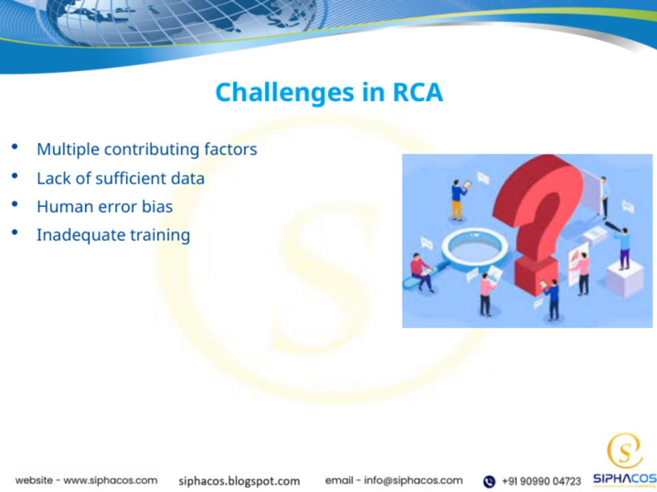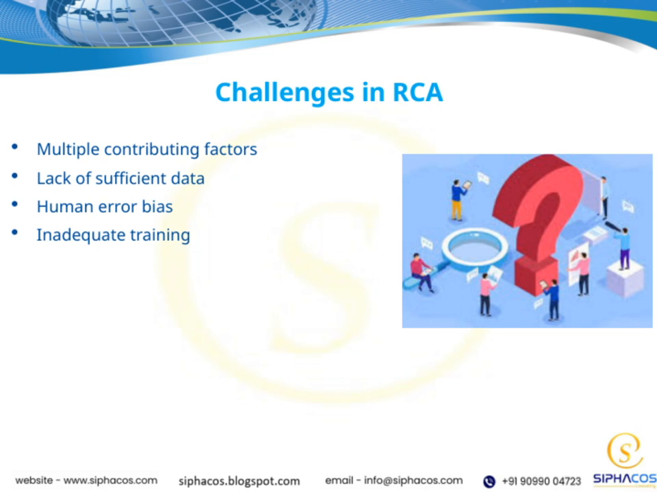Human error bias also plays a significant role. Our own perceptions and biases can influence how we interpret the data or assign blame, which can skew the analysis. Being aware of this bias is essential to maintaining objectivity.